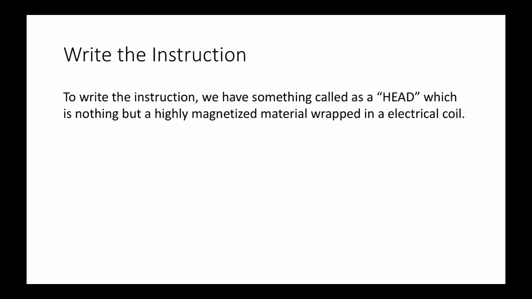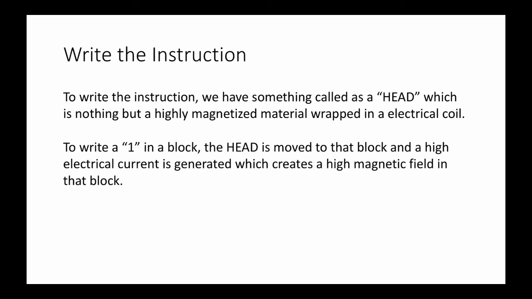So let's say if you want to write 1, which is the bit 1, into a particular block, you move the head to that particular block and pass the electrical current through the electrical coil wrapped around the head. As soon as you pass the electrical current through the coil, the current activates the block. Remember, the block was itself made of highly magnetized material. It activates the block and creates a high magnetic field inside that particular block. So high magnetic field inside a block can be considered to be 1, low magnetic field can be considered to be 0.